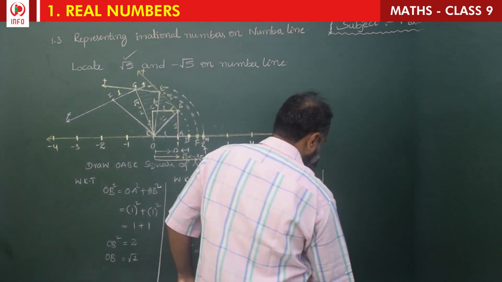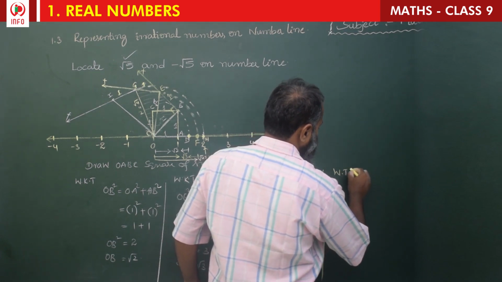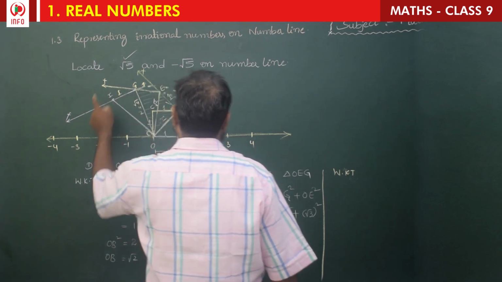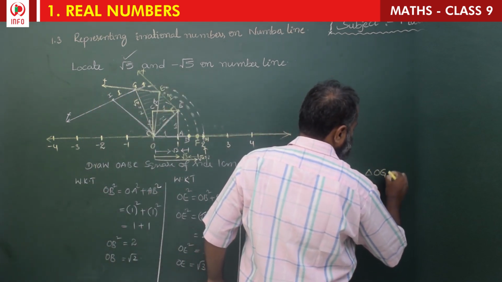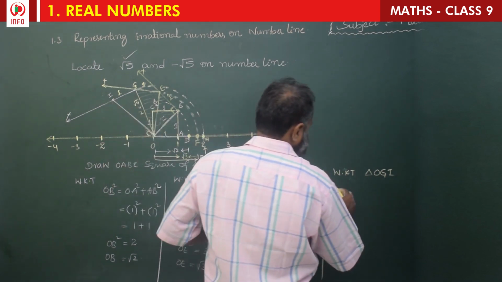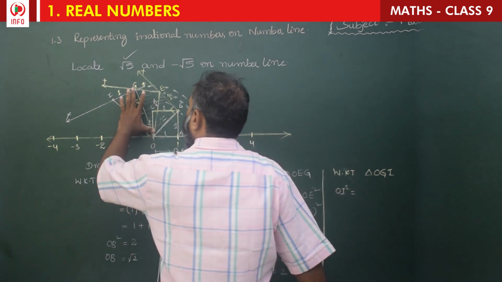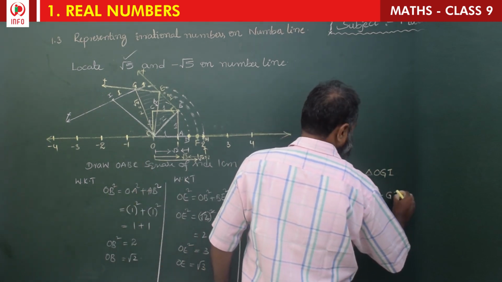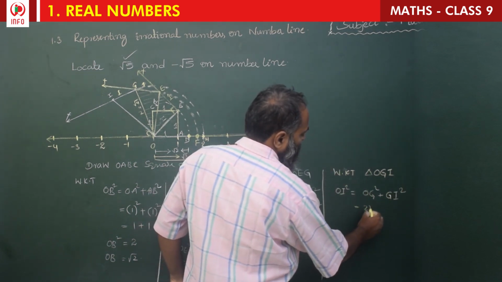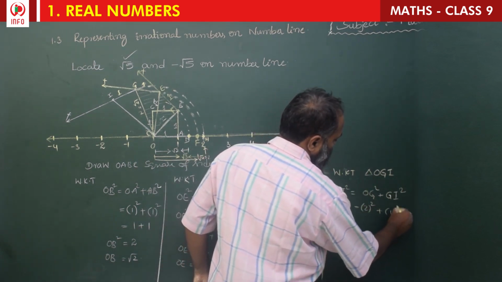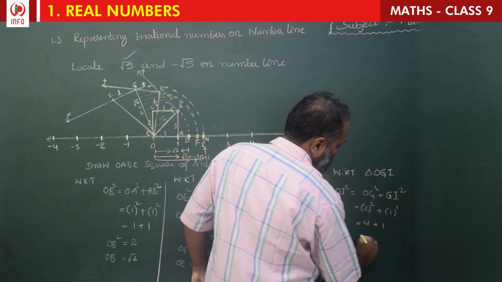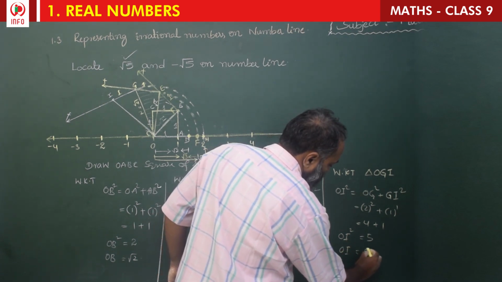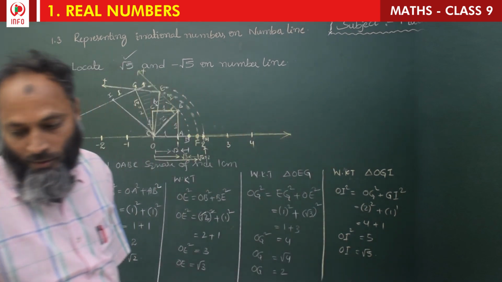We know that from triangle OGI, OI square is equal to OG square plus GI square. OG square means 2 square, and GI square means 1. 2 square is 4, 1 square is 1, so 5. That is OI square is equal to 5. OI is equal to root 5.